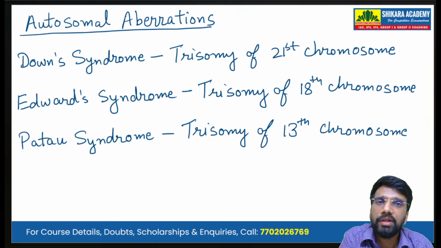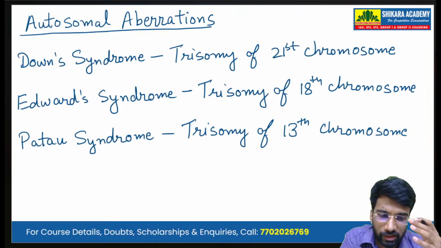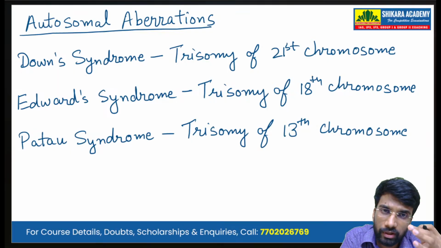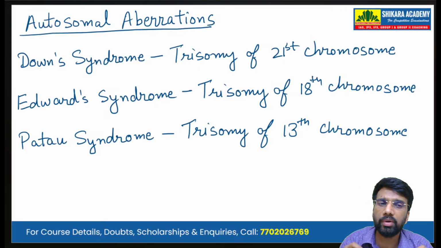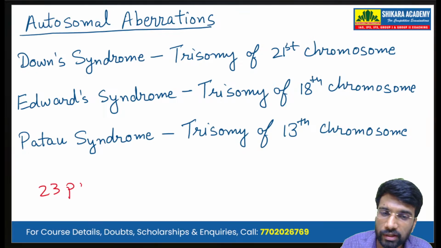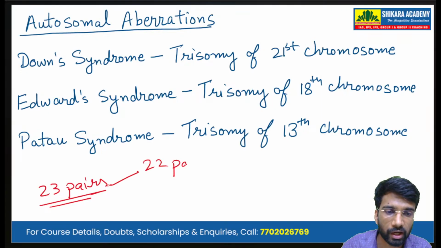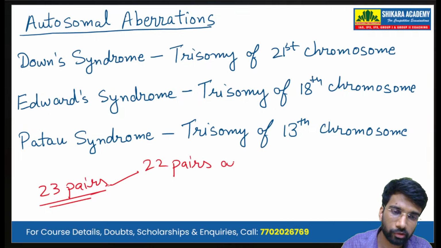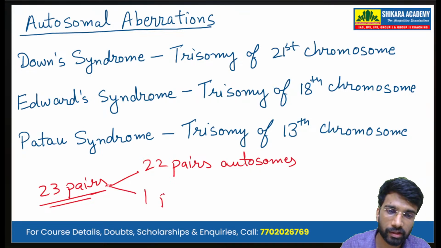Now let's discuss the autosomal aberrations. Till now we have discussed the aberrations, that is the change in the number count, in the sex chromosomes. But what if there is a change in count in the autosomes? In total we have 23 pairs of chromosomes. Out of these 23 pairs, 22 pairs are our autosomes and one pair is the sex chromosome.